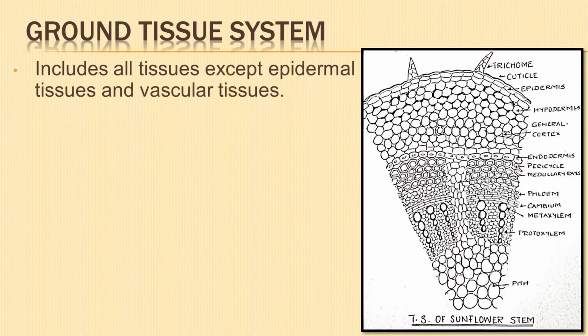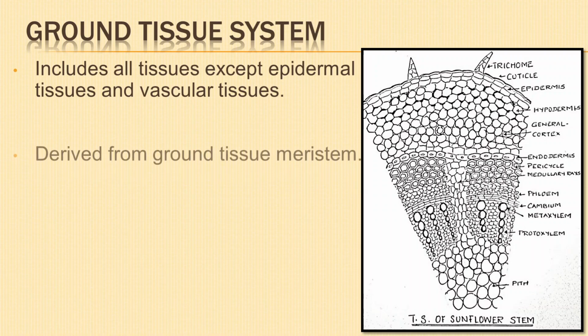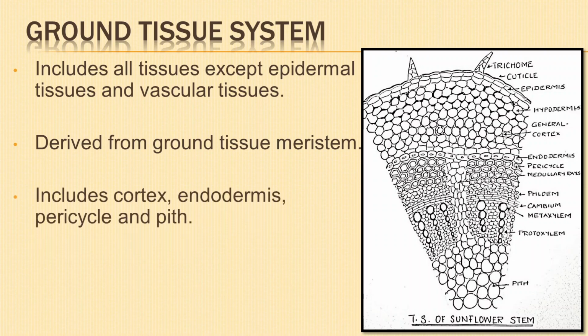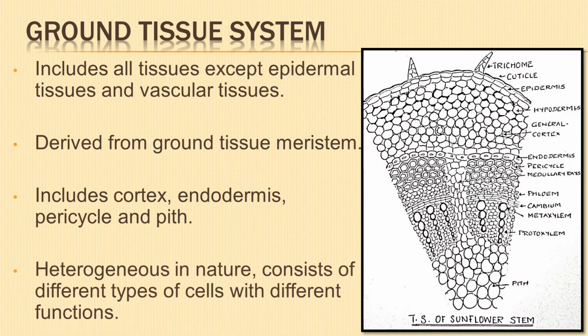Ground tissue includes all tissues except epidermal tissues and vascular tissues. The ground tissue system is derived from a ground tissue meristem of the embryonic region. The system forms the main bulk of the plant body and includes the cortex, endodermis, pericycle, and the pith. Ground tissue is heterogeneous in nature, consisting of different types of cells which are adapted to carry on different functions.